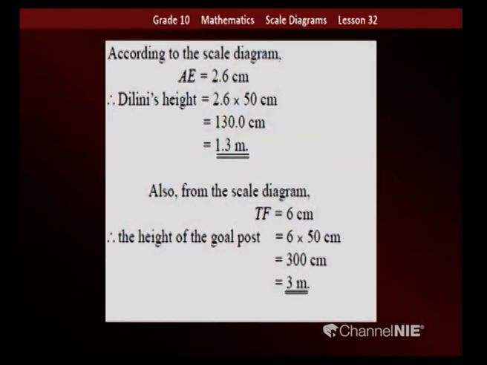Then you have to find the height of the goalpost. That is TF. TF is 6 centimeters in the scale drawing. So, I am converting that into actual length. So, I have to multiply 6 by 50 centimeters. There I get 300 centimeters. Similarly, I convert by dividing by 100. The height of the goalpost is 3 meters.